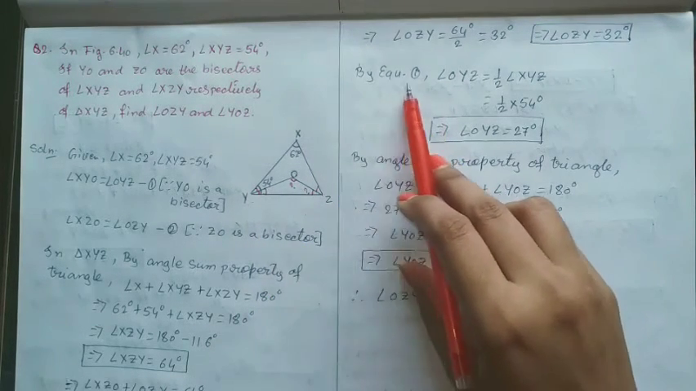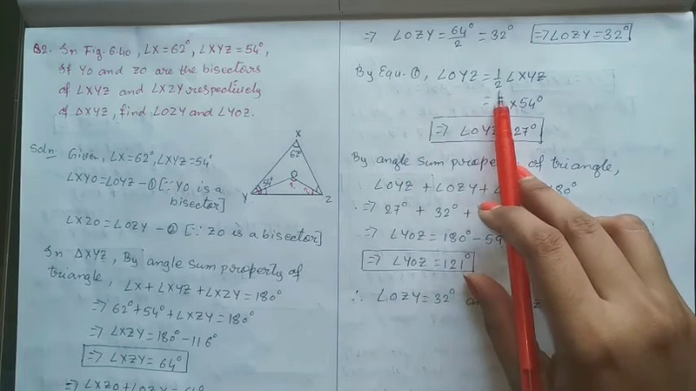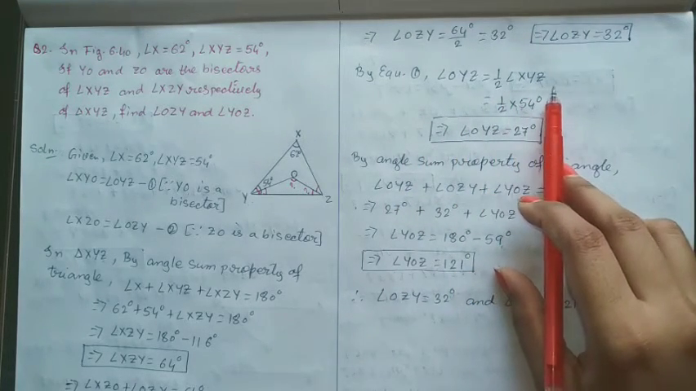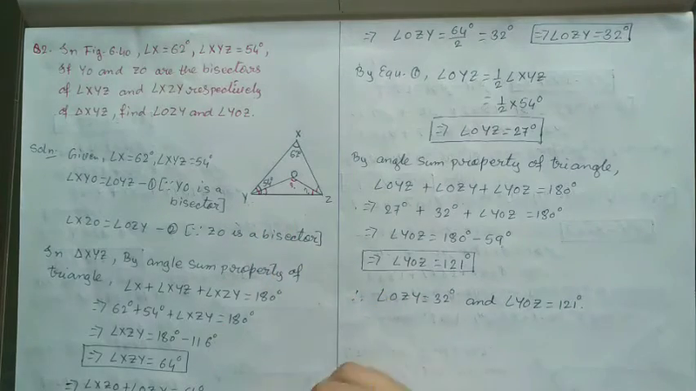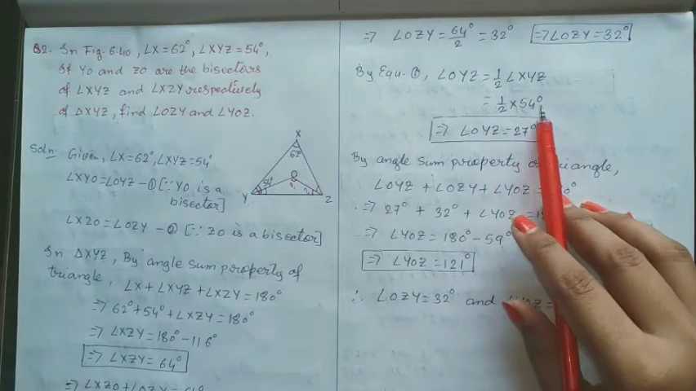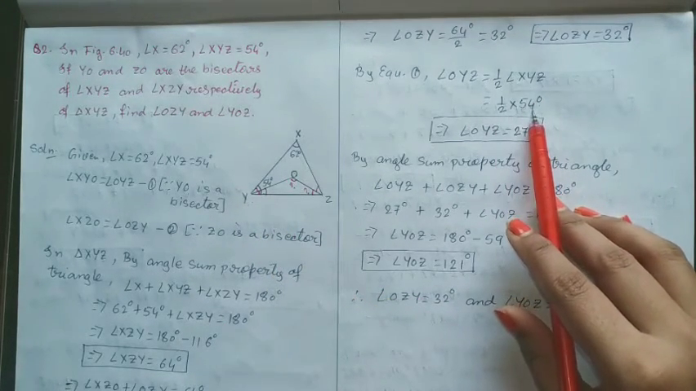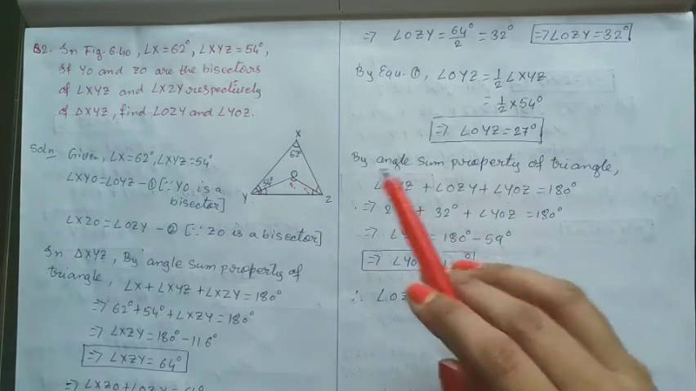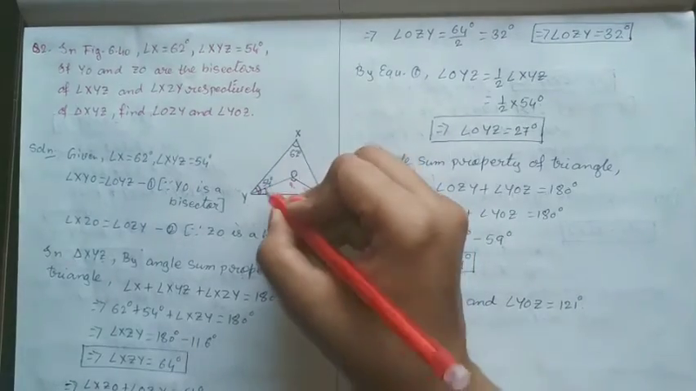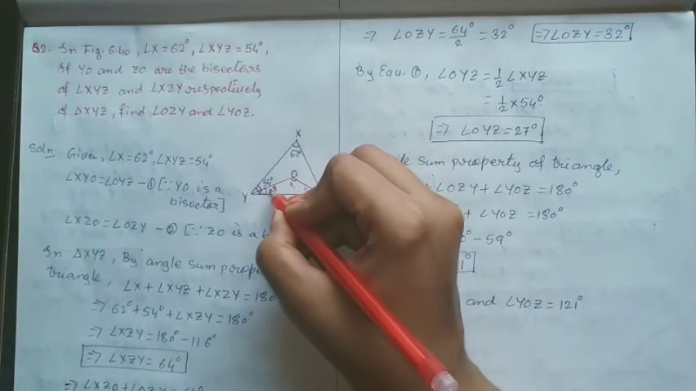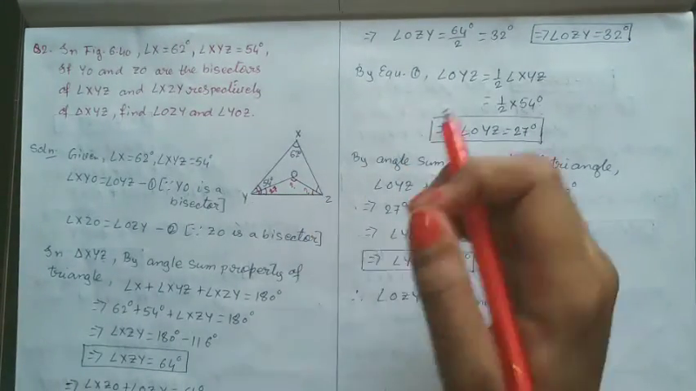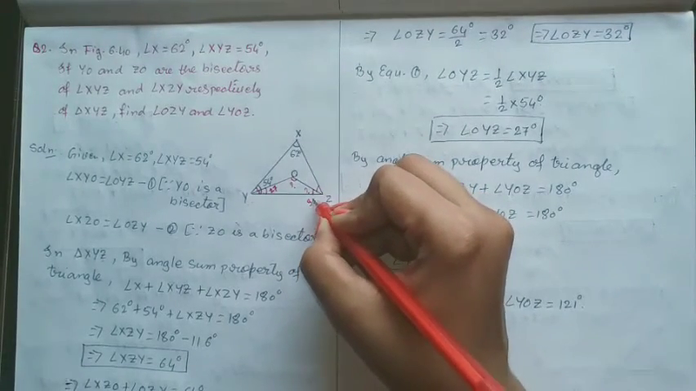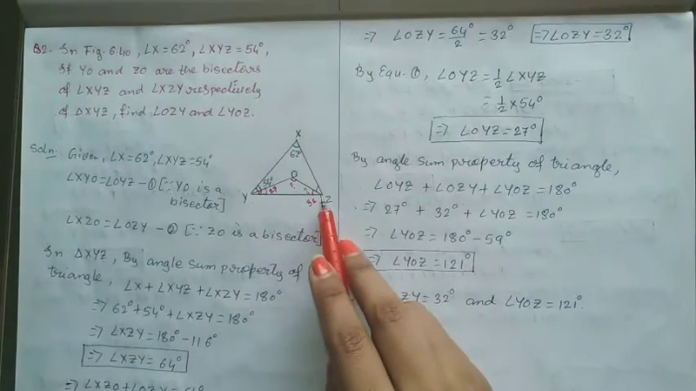So here by equation 1, angle OYZ is equal to half of angle XYZ, as it is bisected. So half of 54 degrees. Just calculate it and we'll get OYZ as 27. Now this angle is 27 degrees and this angle is 32 degrees, right? These two are known to us.